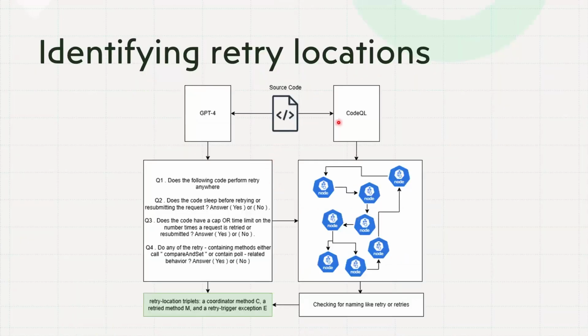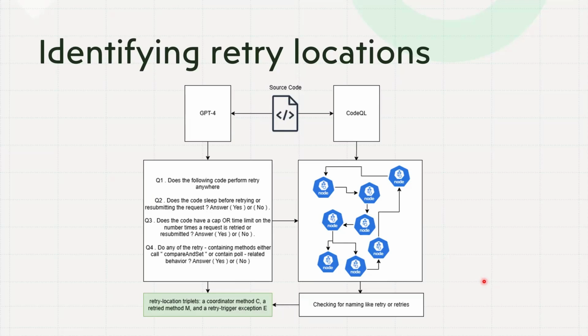It works like this. They take the source code and send it to CodeQL. CodeQL generates nodes of the code control flow execution, and if they find any loop in the system, they mark it as a possible retry location.